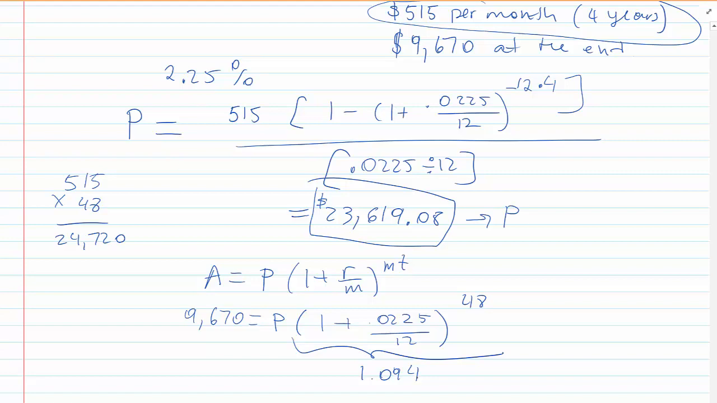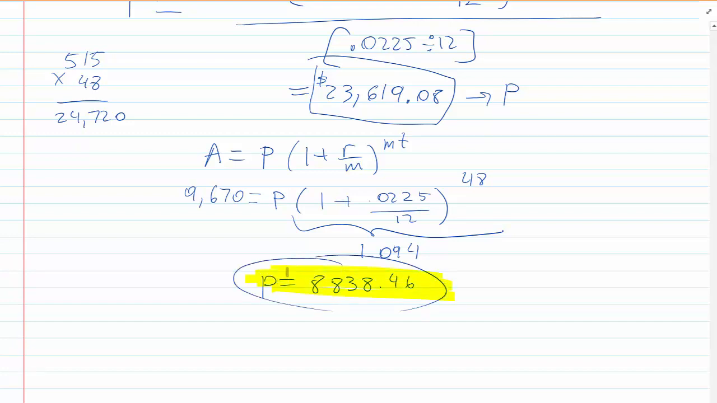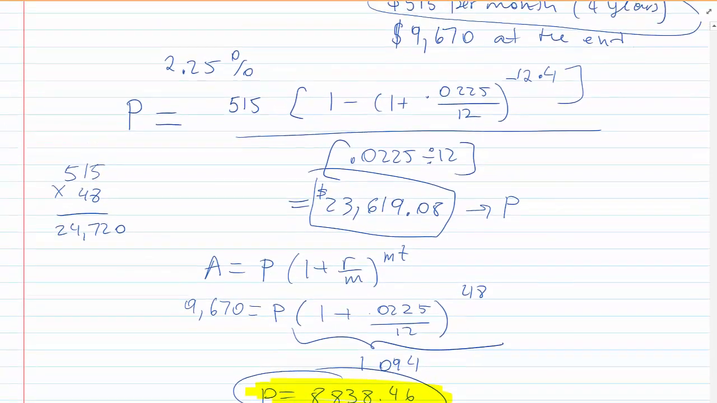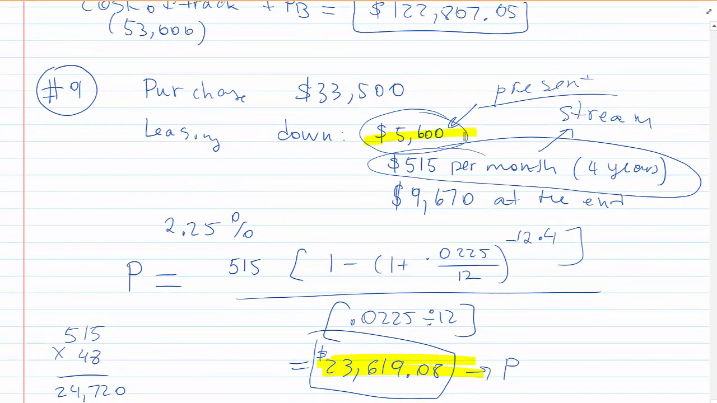9,670 divided by. So we need right now $8,838.46. Let me highlight the things that we need. Okay. So we need this amount for the final payment, the amount at the end. We need this amount, 23,000, in order to have the leasing payments taken out every month. And then we need 5,600 at signing, the down payment.